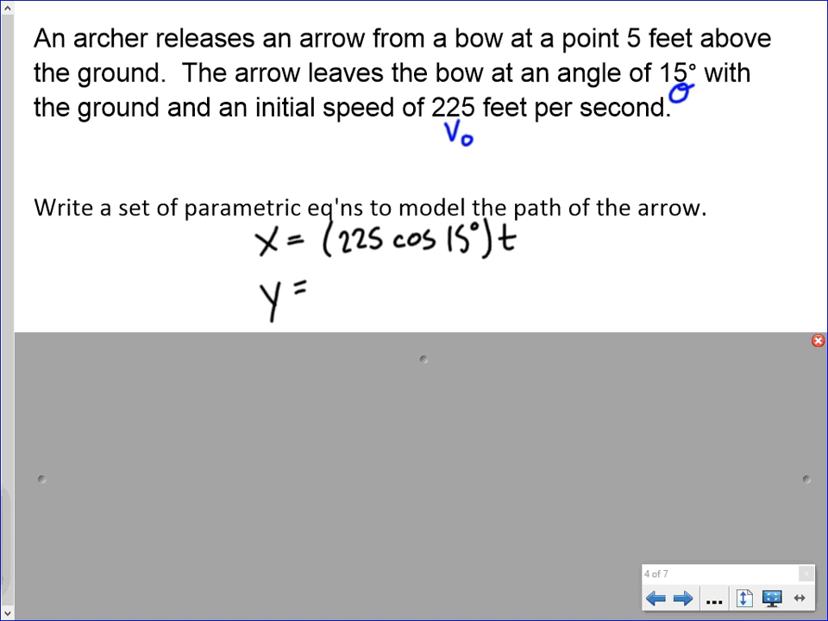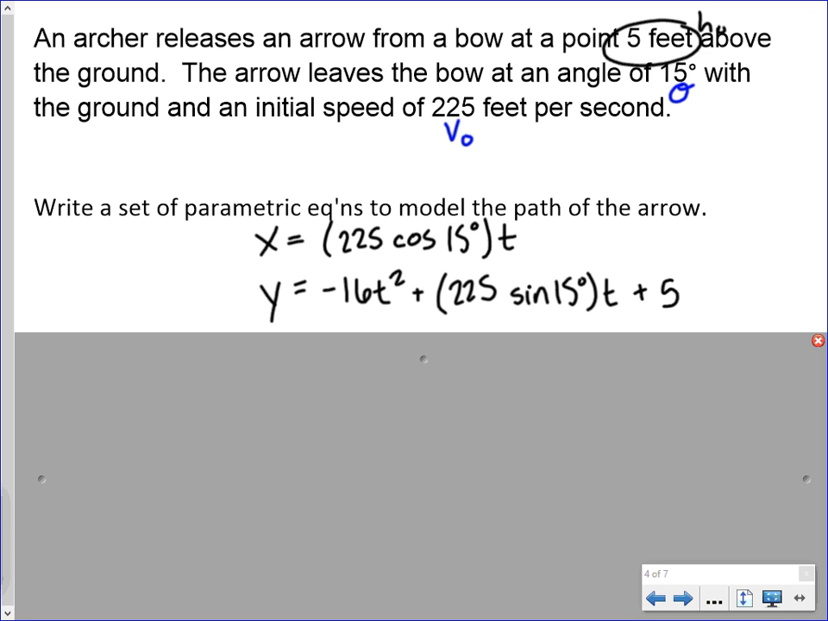And so it goes along with x, which deals with our horizontal distance. And then we're going to write an equation for y using the same bits of information. So we're going to start with negative 16t squared plus, this time it's going to be not the horizontal component, but the vertical component of our force. So 225 sine 15 degrees times t. And our initial height is 5 feet. So that's our h sub 0, so plus 5.